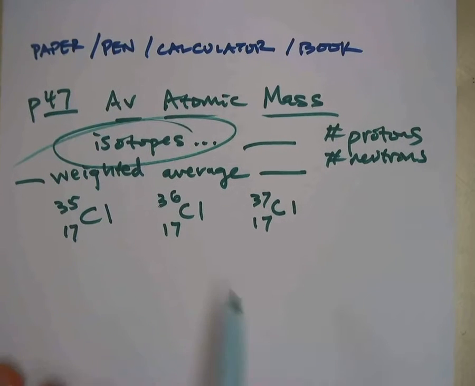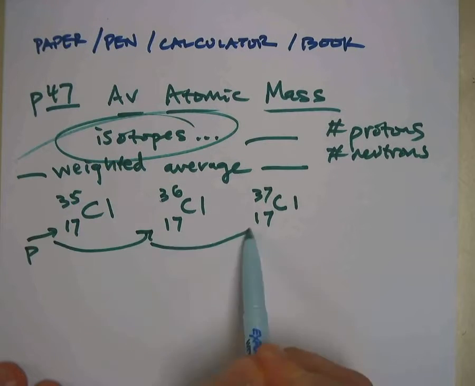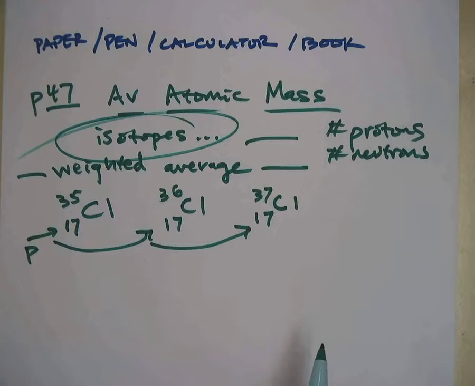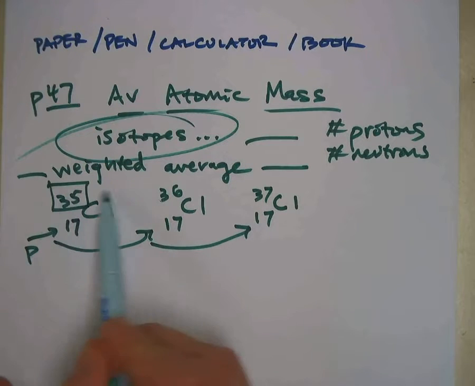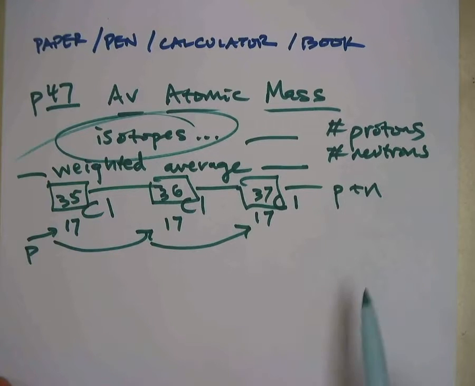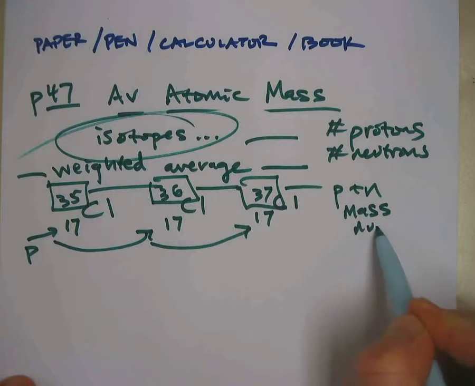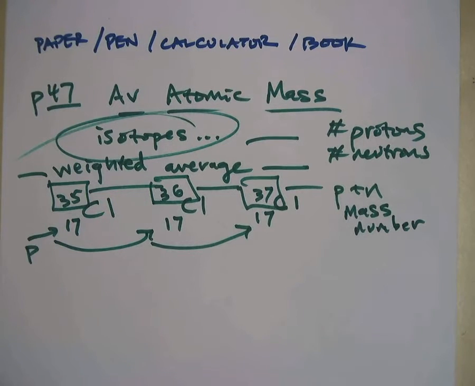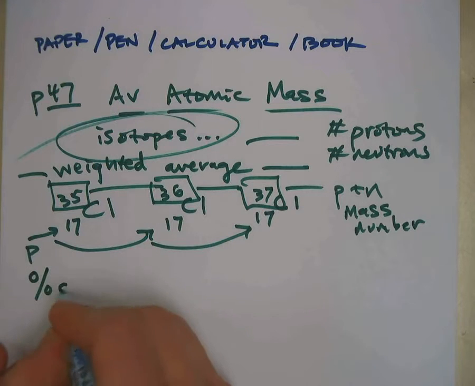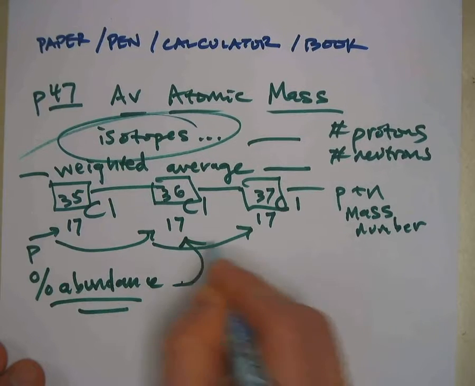Okay? What do these numbers mean? These are the number of protons right here. And notice the number of protons are the same. The number of protons tell you what the element is. This is the number of protons plus neutrons. And so by knowing this, known as the mass number, you can calculate the number of neutrons in each one. Okay? Now, to find the average atomic mass of this, we need to know what's called the percent abundance of each of these in a naturally occurring amount of chlorine.